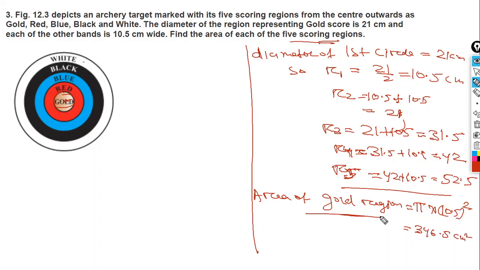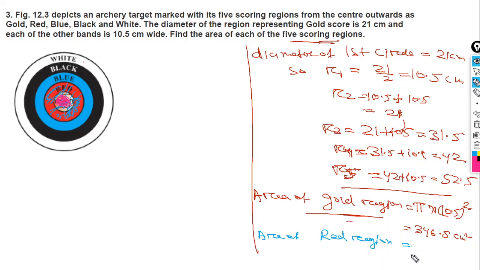Now you have to find the area of the red region. Remember that the red region is only this region. You don't need to find the whole region, you have to find only this region. So the area of the red region will be the area of the whole second circle minus the area of this golden circle.